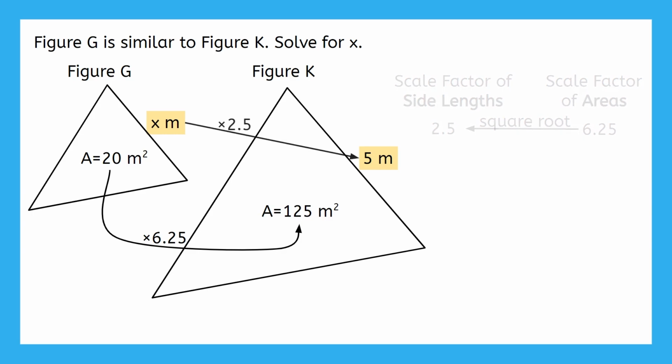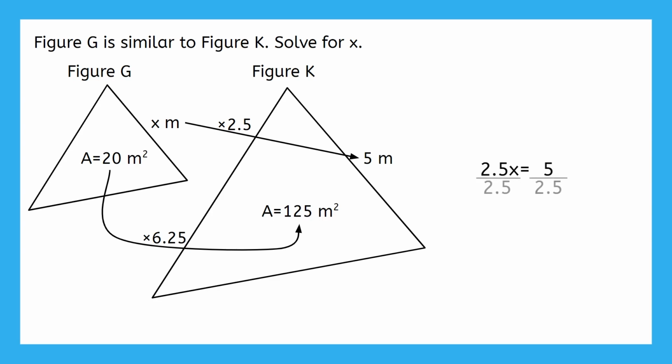Looking at this visually always helps me. I can see that this relationship makes this equation. Solving gets me that x equals 2. And since our problem asked us to find x, this is our final answer.